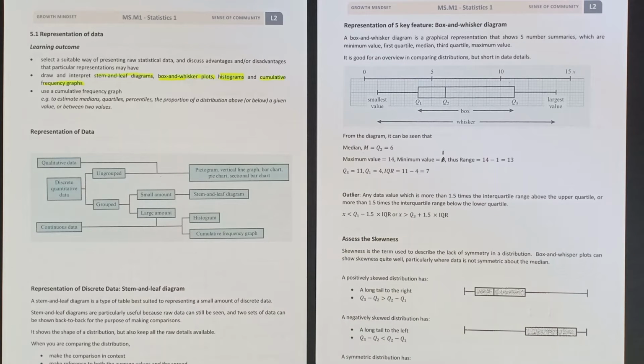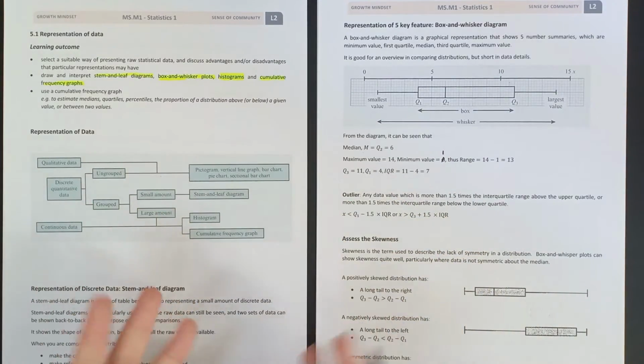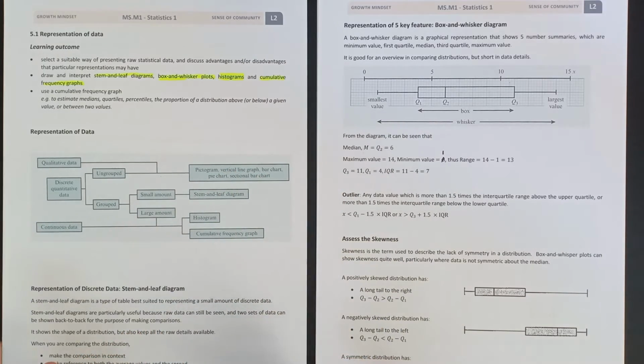Okay, something special about the box and whisker diagram is you can use it to check outliers. An outlier is something like extreme data. For example, when we talk about results, if most of the people in your class are getting 70 and above, but there's one person getting 30 plus, this is the outlier.